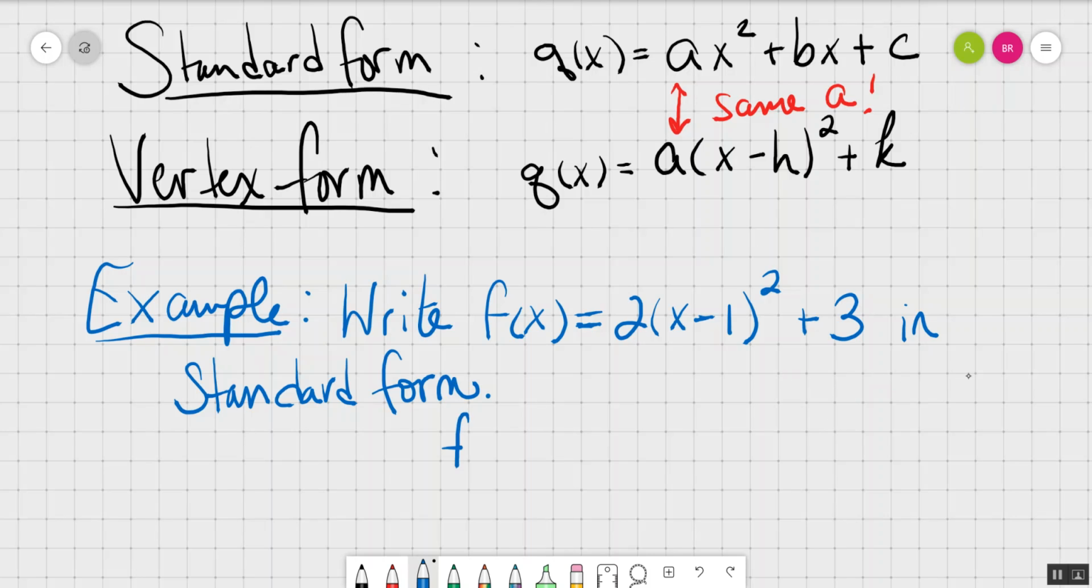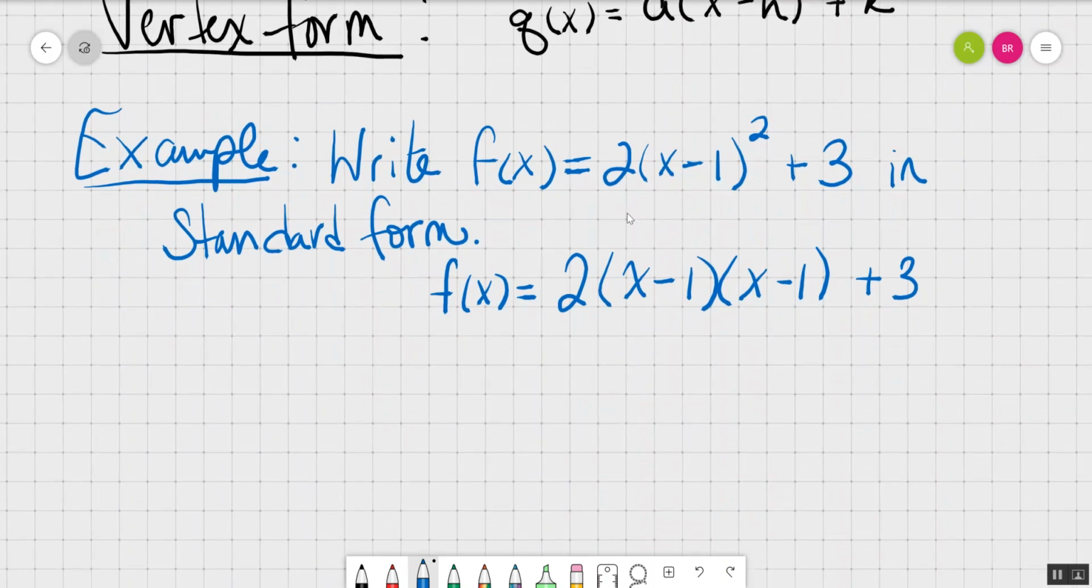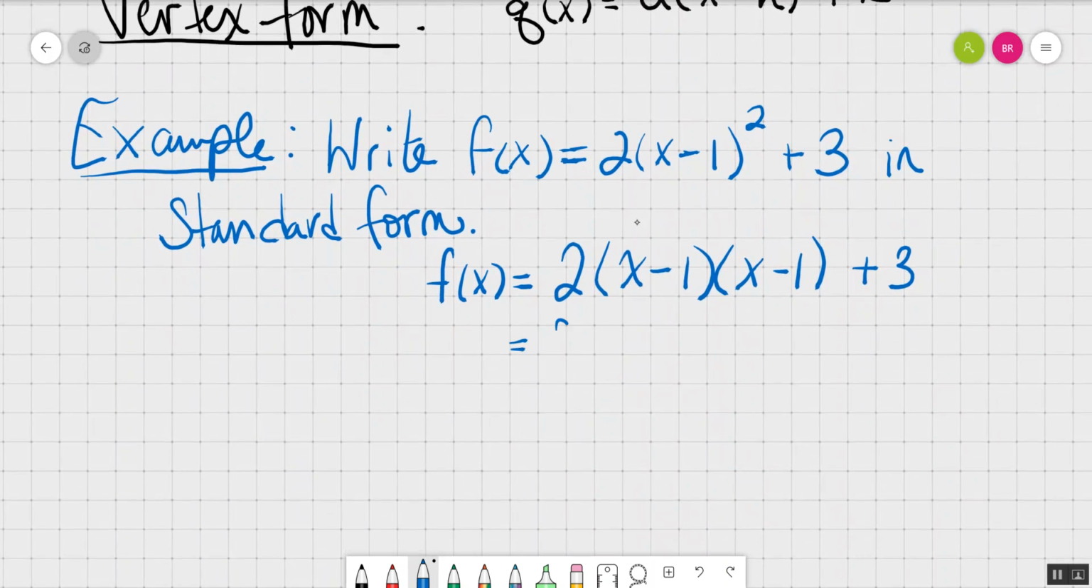How we would do that conversion is we would just expand. I'm going to square, then multiply by 2, and then add 3, expanding, simplifying, and combining like terms. Rather than doing (x minus 1) squared, I'm going to do (x minus 1) times (x minus 1), because that's what squaring means: multiplying whatever is being squared by itself. So I'm going to FOIL this. My firsts, x times x is x squared. My outers, x times negative 1 gives me a negative x. My inners, negative 1 times x also gives me a negative x. And my lasts, negative 1 times negative 1 gives me a plus 1. Don't forget that plus 3 at the end.